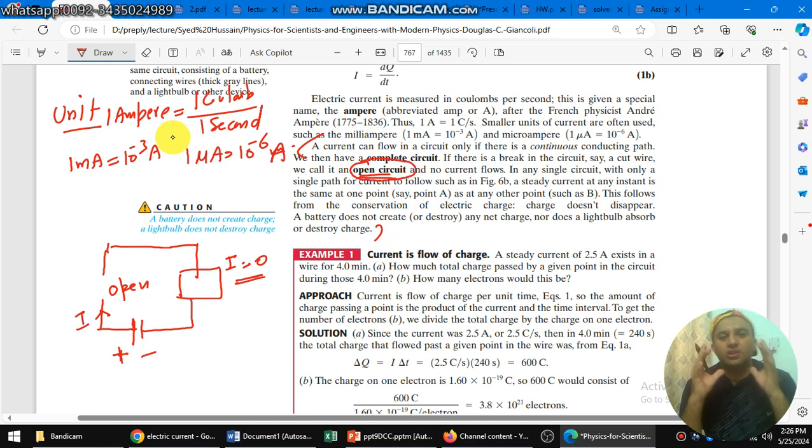Okay, thank you. So this is all about electric current. Electric current means the charge that flows in unit time. How many coulombs of charge flow in time t is called electric current. We just divide the coulomb charge by the time, so we get the current. The unit of current is the ampere, and we discussed it in detail. Okay, thank you.